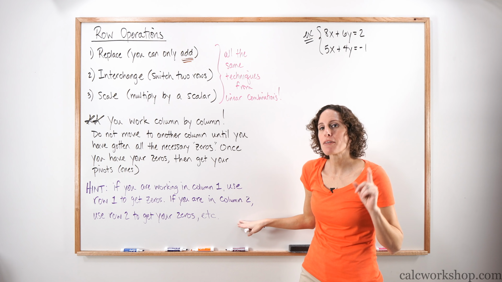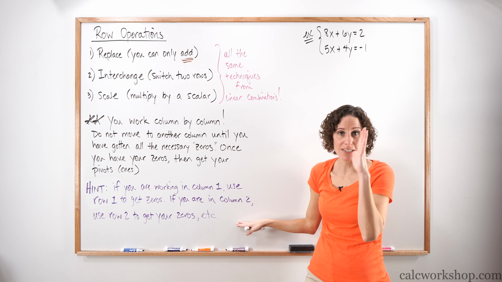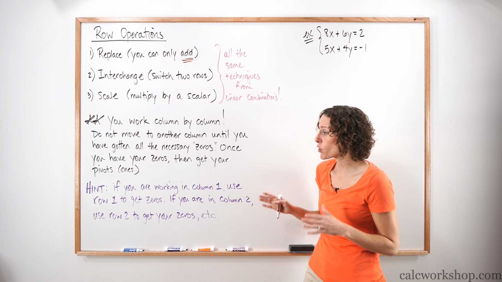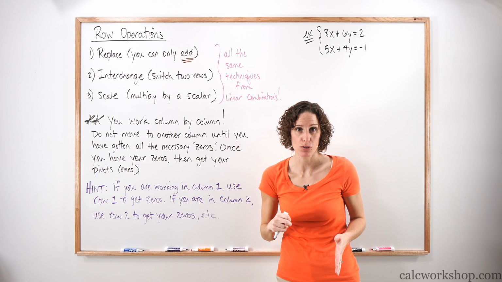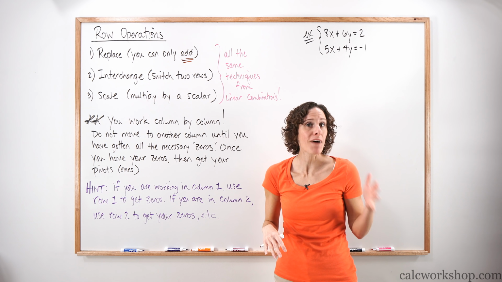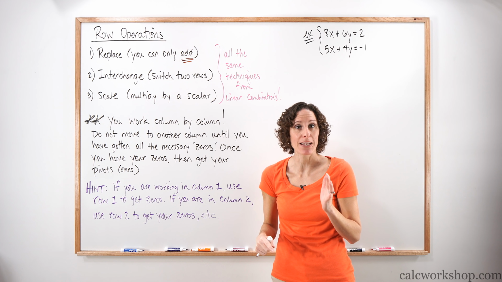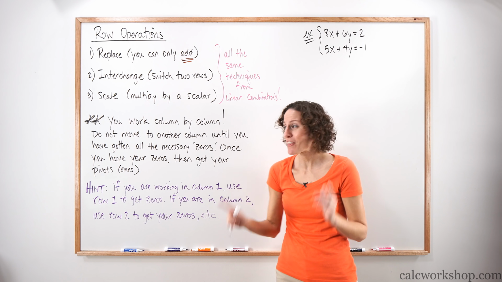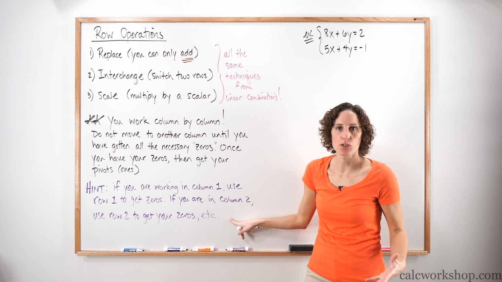Now, here is the massive hint. The hint is this. If you're working in column 1 to get your zeros, you're going to use row 1 to manipulate. If you're working in column 2 to get your zeros, you're going to use row 2 to manipulate. If you're in column 5, you're going to use row 5 to manipulate. So whatever column you're in, you're going to use that equivalent row to make the manipulations. This is really, really important and very helpful in terms of what in the world we're doing.